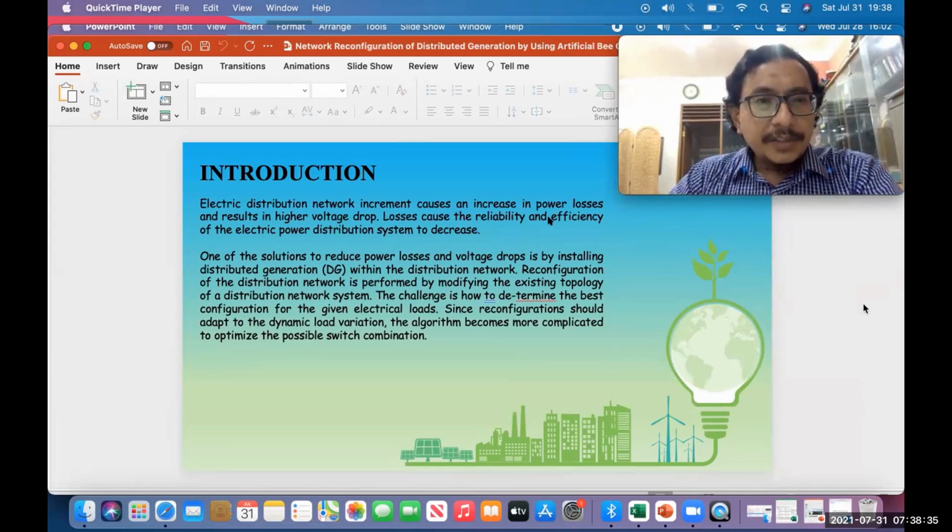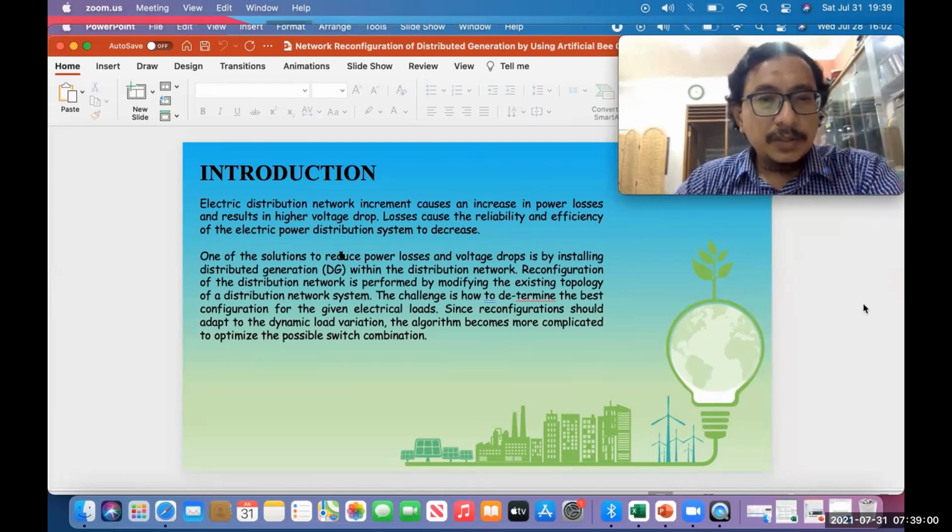The reconfiguration of the distribution network is used to determine the best configuration for the given electrical loads. Since reconfiguration should adapt to dynamic load variation, the algorithm becomes necessary to optimize the possible switch combination.